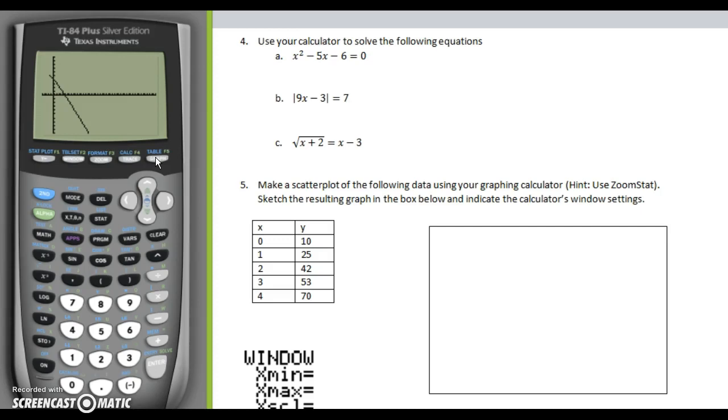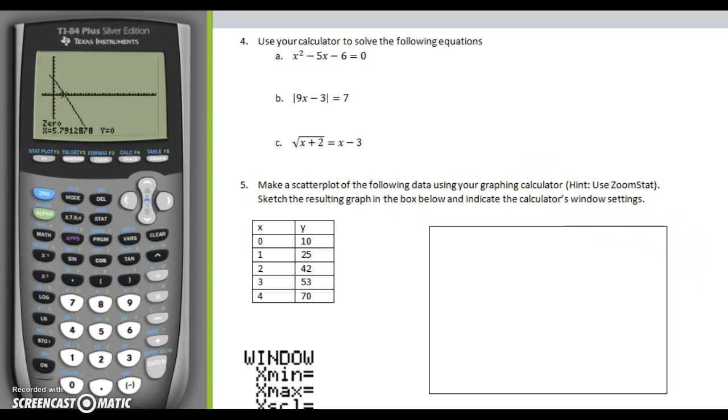So it's pretty clear now to me that this only has one solution. It's right here. So we'll find it. We'll do second, trace, 0. We need a left bound. Hit enter, right bound, hit enter, guess, hit enter a last time. So the solution here is x equals 5.79, or 5.791 if you went to 3 decimal places.